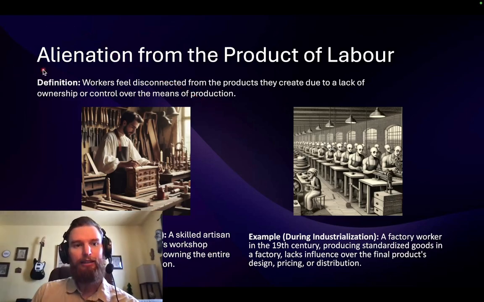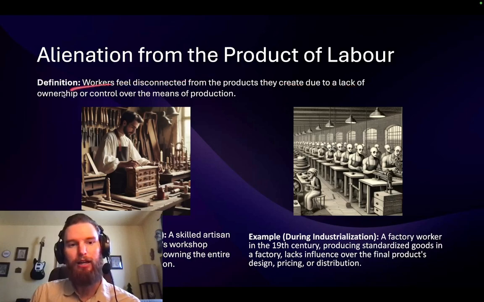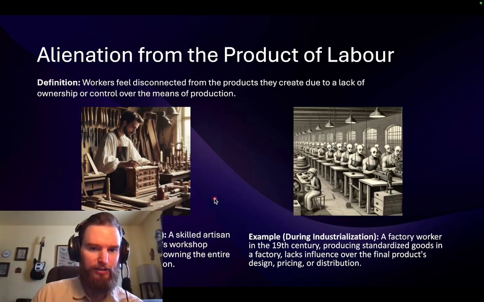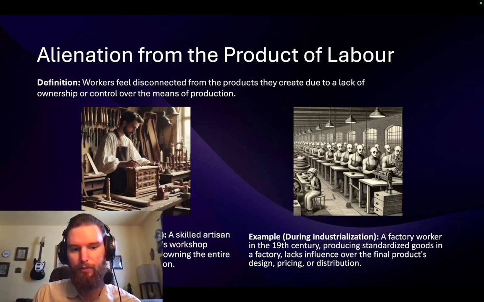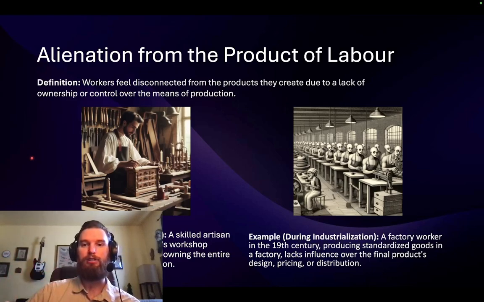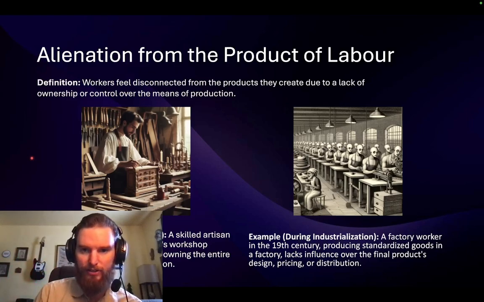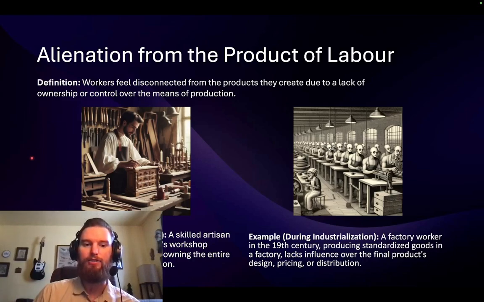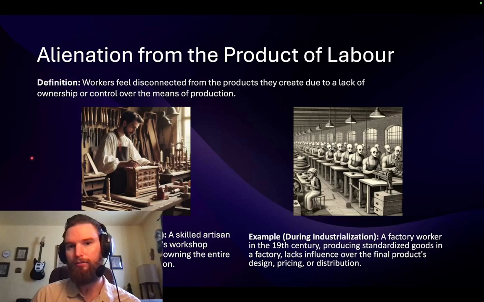So one thing he looked at is the alienation from the product of labor. So the definition being that workers feel disconnected from the products they create due to a lack of ownership or control over the means of production. So if we look at a pre-industrial example, we can imagine a skilled artisan in a pre-industrial era craftsman's workshop creates custom-made furniture, owning the entire process from design to completion, right? They're seeing the entirety of this creation themselves. They are leading the process. They are crafting it with their own hands. This is a product of their labor.